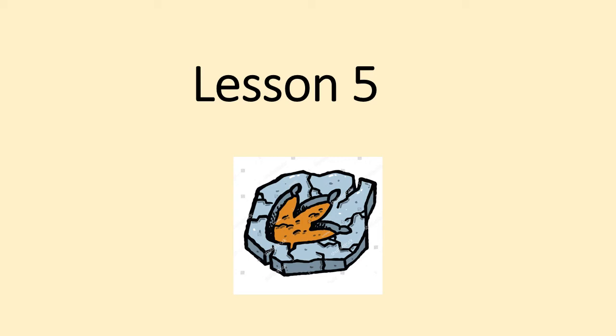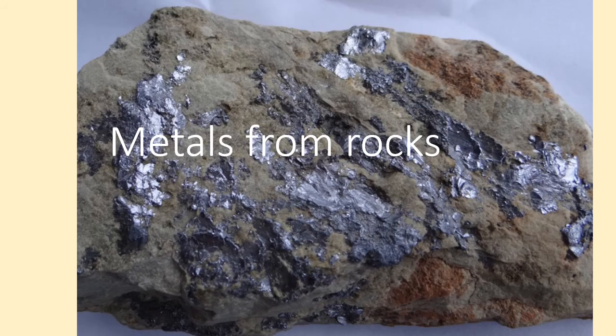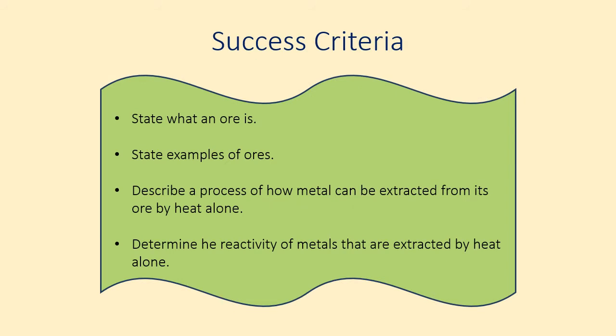In this video for S2 chemistry, what we're going to be looking at is how we get metals from rocks. And there are three ways in which we can get metals out of rocks. So metals are found inside rocks, either inside minerals, or as you can see in this rock, sometimes metals are just in the rock themselves.